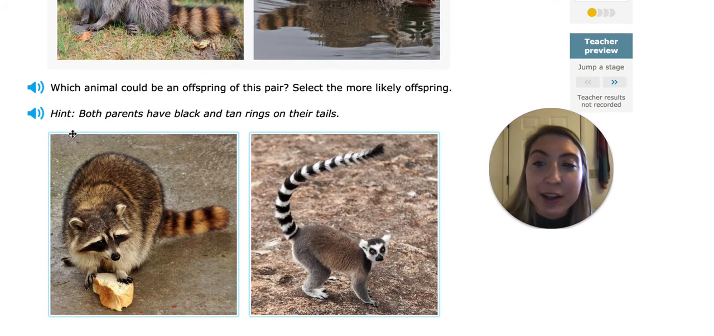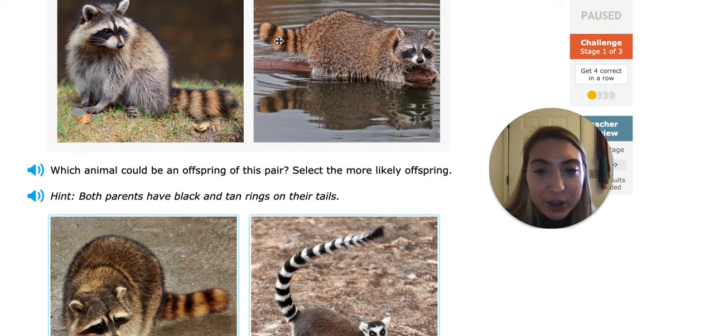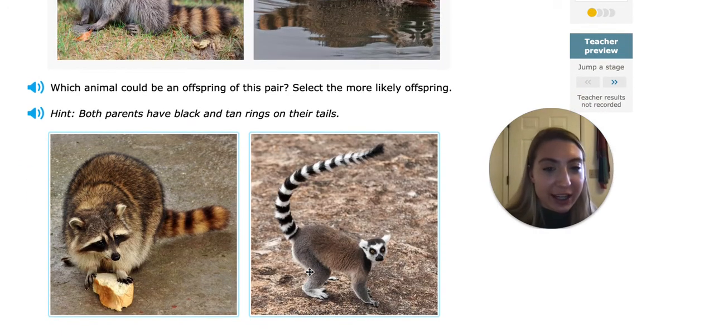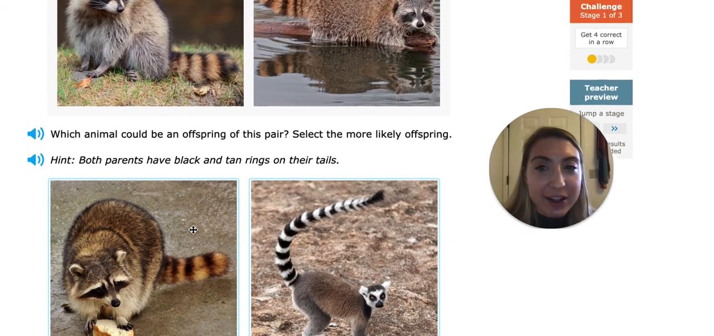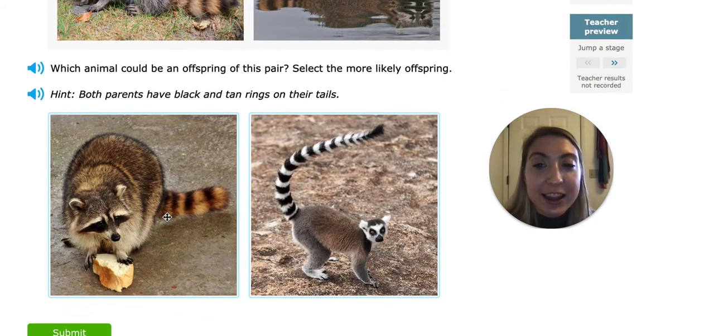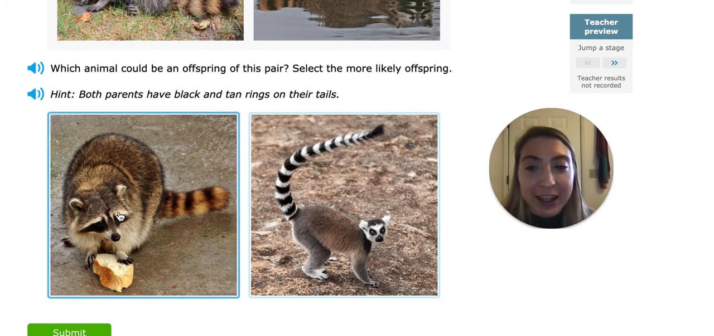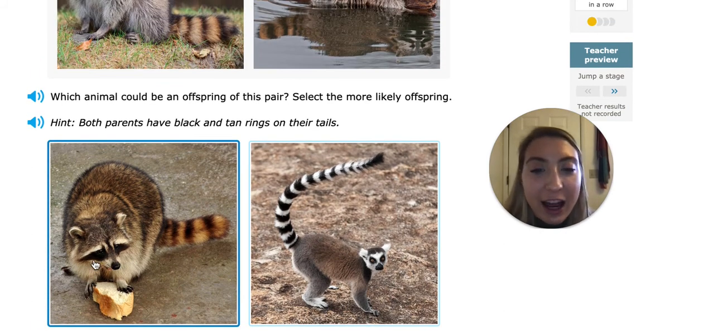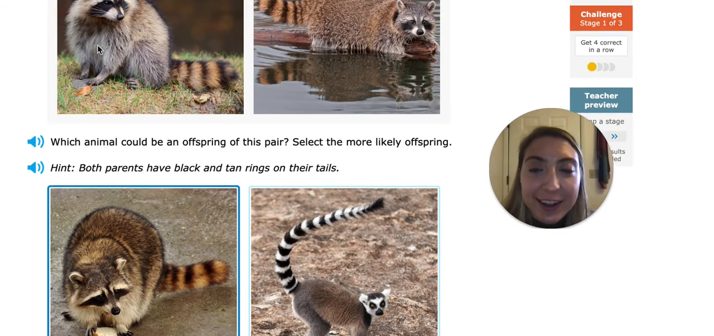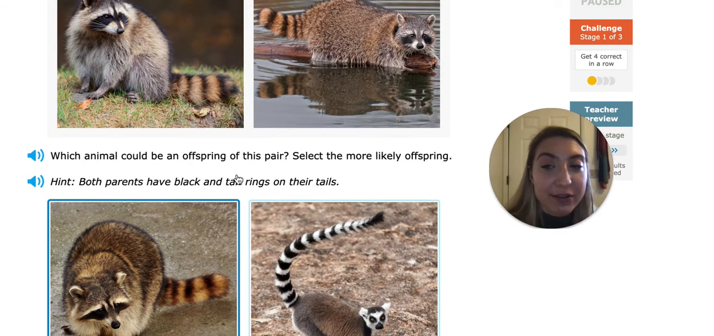And they're giving us a hint. Both parents have black and tan rings on their tails. So we're looking at their tails. Now which one looks like it would be their offspring? This animal has white and black rings on their tail, but they're telling us to look at the tan. This one has black and tan rings on their tails. So this one would make the most sense, just by looking at the tail and their eyes and their face right here. It helps us see that they have similar characteristics. They have similar traits that would be passed down.